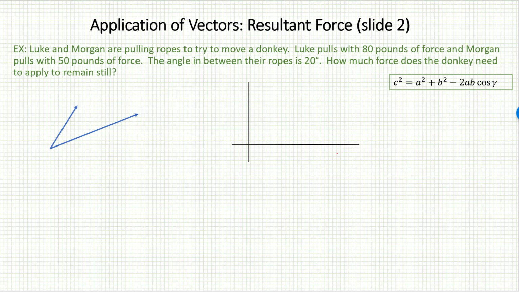Let's look at a second example. This one's going to be a little trickier because I don't have a right angle in between my two vectors. So now I've got Luke and Morgan, and they are pulling ropes trying to move a donkey.